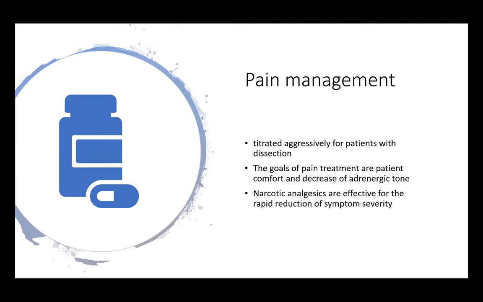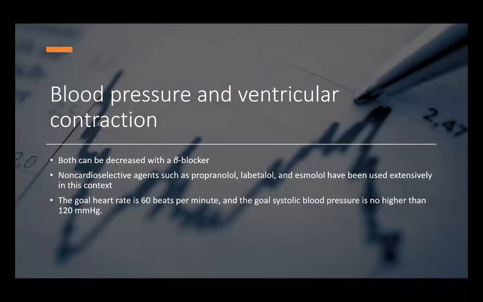IV narcotic analgesics are effective for the rapid reduction of symptom severity, and the oral forms with long-acting narcotics are not usually recommended for those kinds of patients. Blood pressure and ventricular contraction can both be decreased with beta blockade. Non-cardioselective agents such as propranolol, labetalol, and esmolol have been used extensively in this context.